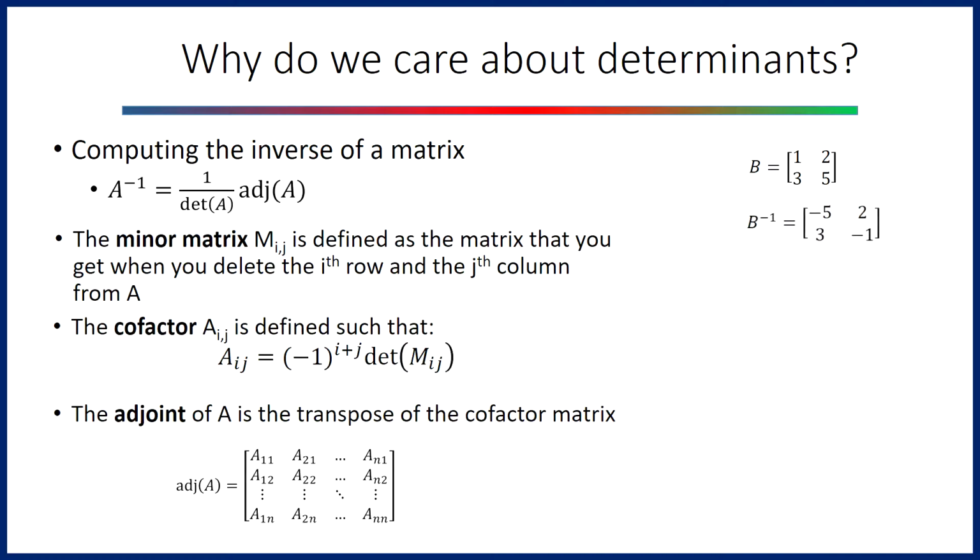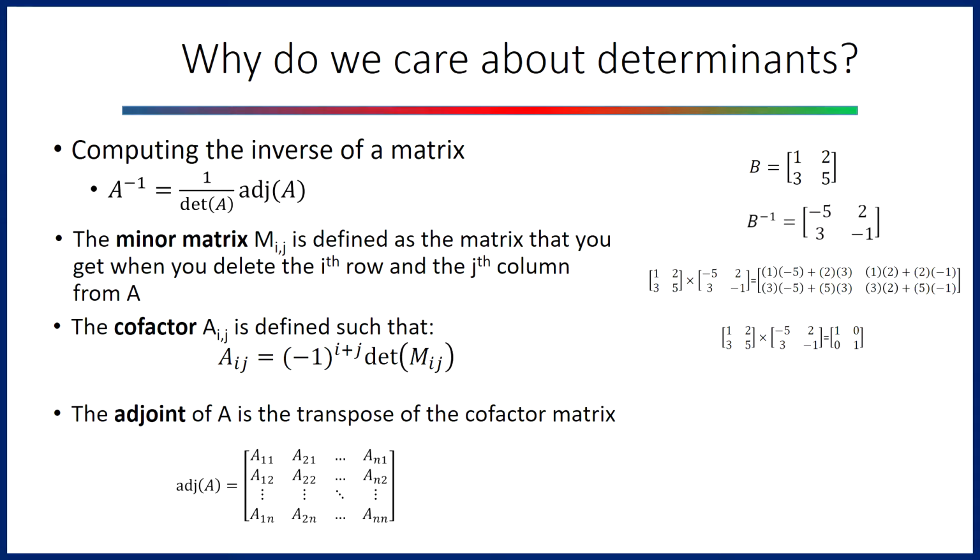We'll multiply B times B inverse. The product of these two matrices is equal to 1 times -5 plus 2 times 3, 1 times 2 plus 2 times -1, 3 times -5 plus 5 times 3, and 3 times 2 plus 5 times -1. So if we simplify that, we find that the product of B and B inverse is equal to 1, 0, 0, 1, or in other words, it is equal to the identity matrix, which means that B inverse really is the inverse of matrix B.